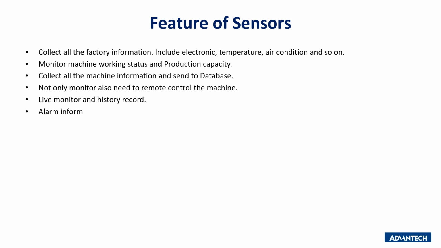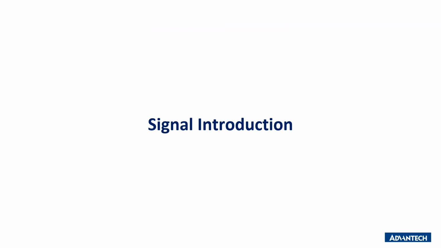In the traditional factory, we rely on operators to collect the machine status. It wastes human resources and sometimes the data may have mistakes, because humans may feel tired or be careless. Therefore, with sensors, we can collect the machine status like temperature, electricity and so on. We only need to stay in the control room and can get most of the factory information. We can also monitor the machine's working status and production capacity.